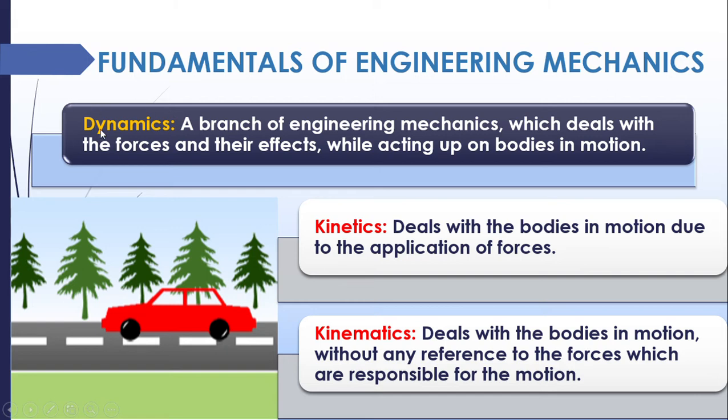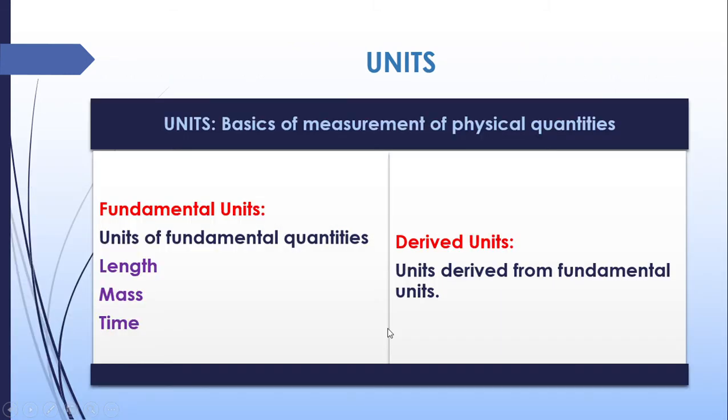Dynamics is divided into two: kinetics and kinematics. Kinetics means the body is moving and we know which are the forces which cause the motion. In that case the branch is known as kinetics. While if a body is moving and some forces are acting on the body, but we don't know which force is causing the motion, we can say it is kinematics. So that is a brief introduction about engineering mechanics.